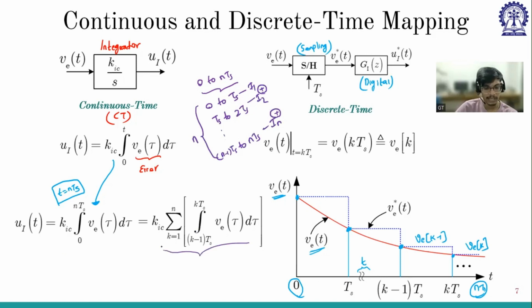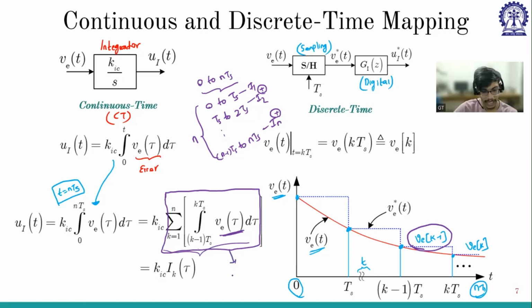Why am I writing this summation? Because this comes from continuous time, whereas in discrete time, V of tau from k minus 1 TS to KTS is constant. That is why I am writing in this format. For the time being, let us take this entire expression as Ik of tau. Is it clear till this point? Can you repeat it once again?